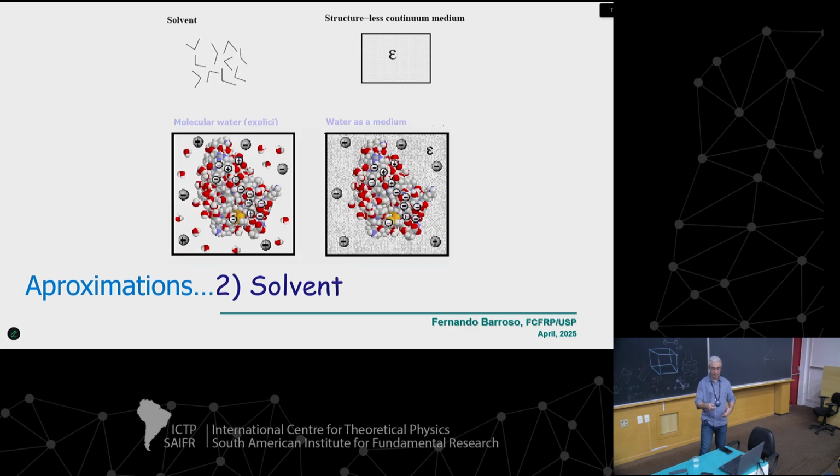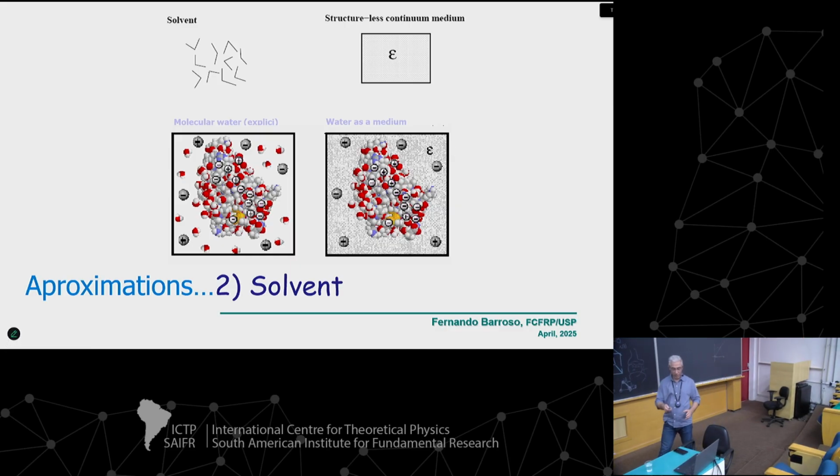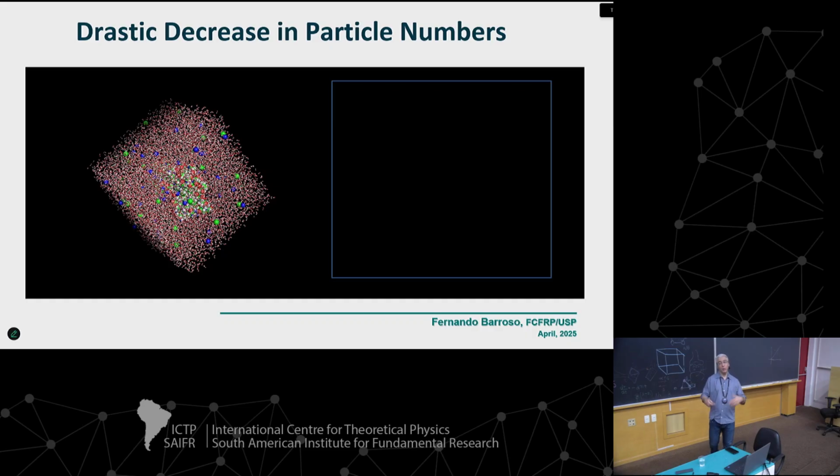And the second one is, as you can see in this picture, we have an explicit water model, and now we replace it by just a medium. So we average out all the main properties of water. This is one of the critical approximations that is done, and the reason to do it is because it decreases the CPU cost a lot.